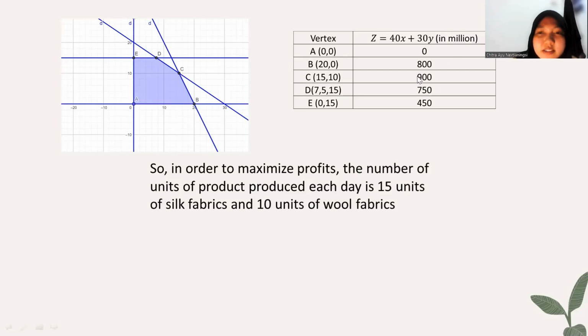Look at this point. This is the maximum point, and we know that the maximum profit is at point C, which is here. So we know C is 15,10. So the conclusion is, in order to maximize profit, the number of units of product produced each day is 15 units of silk fabric and 10 units of wool fabric.